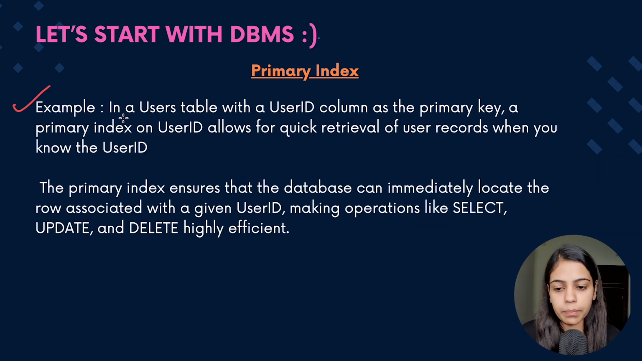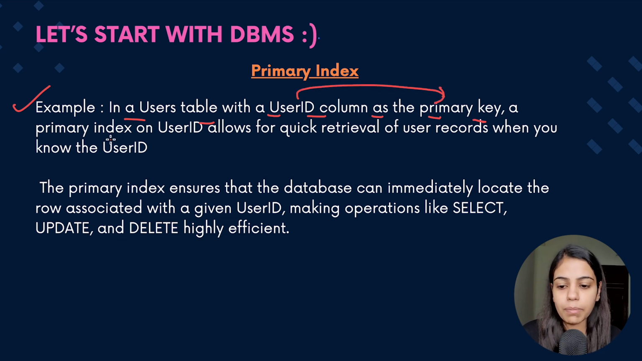Let's understand from an example. In a user table with user ID column as the primary key, a primary index on user ID can allow for quick retrieval of user records when you know the user ID. So whenever we know the user ID, we don't need to go ahead and search each and every block for that particular user ID.